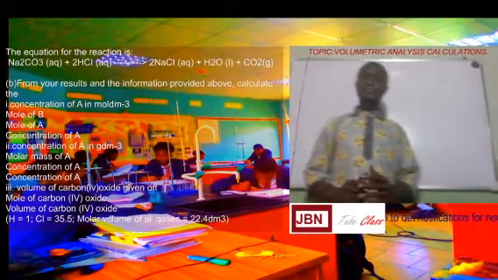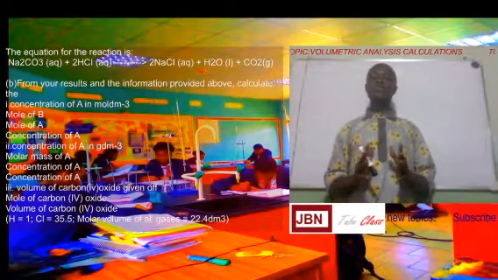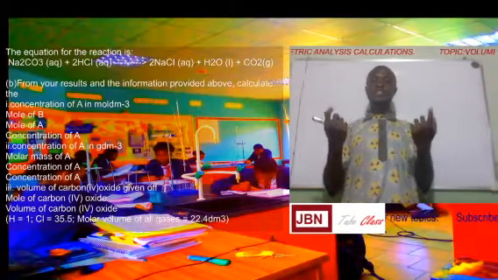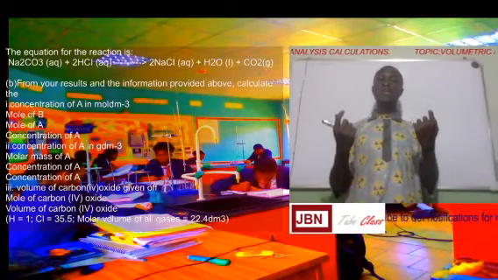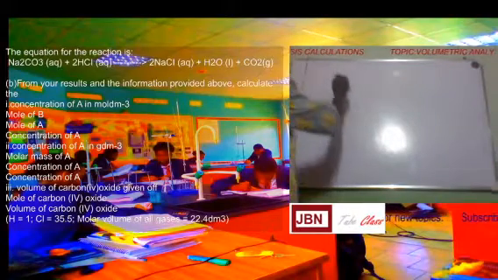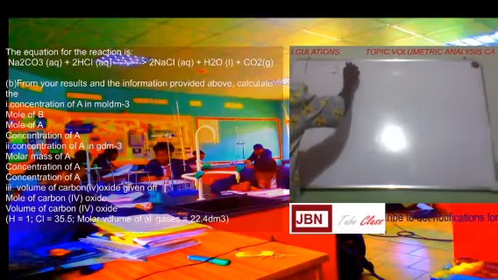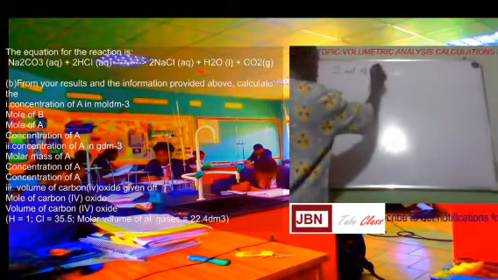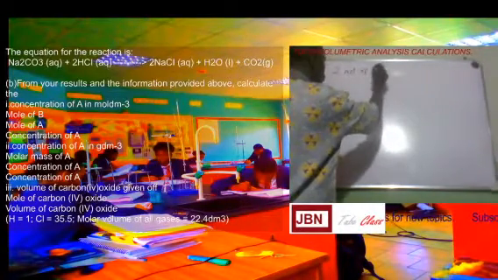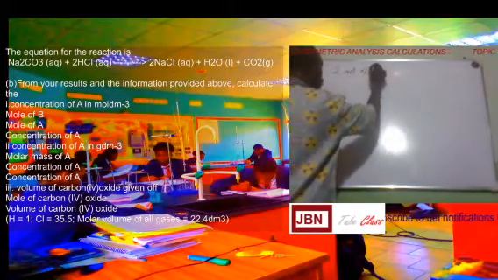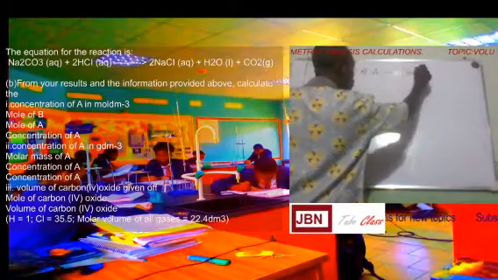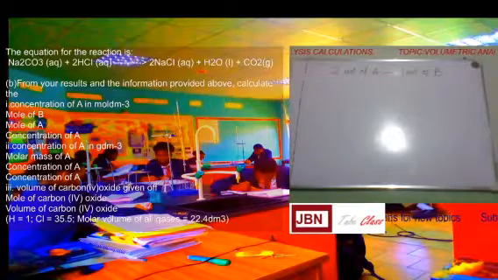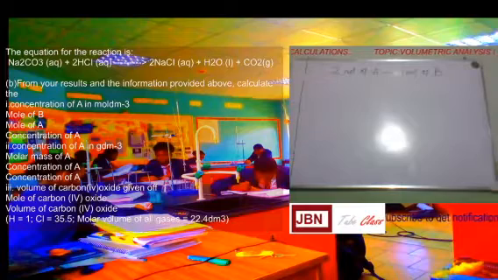In order to use the number of mole of B to calculate the number of mole of A, we need the equation, that is the stoichiometric ratio of B and A. So A to B is, 2 mole of A is obtained from 1 mole of B.